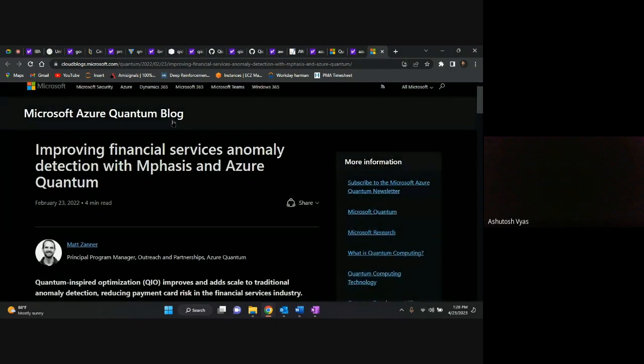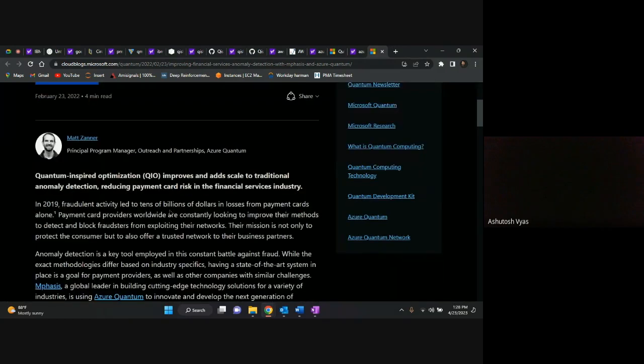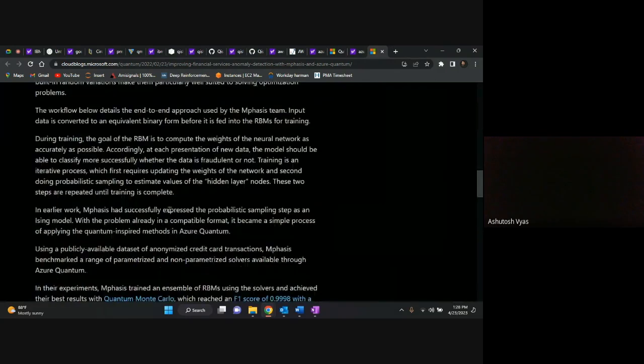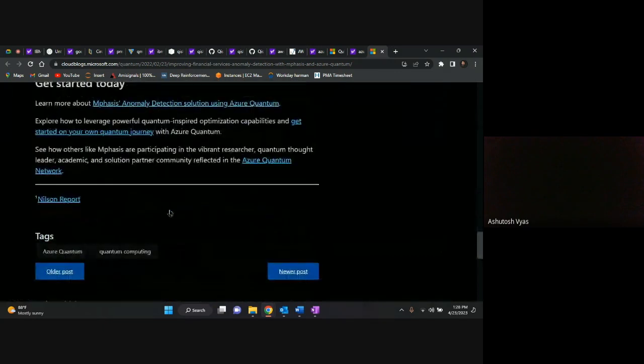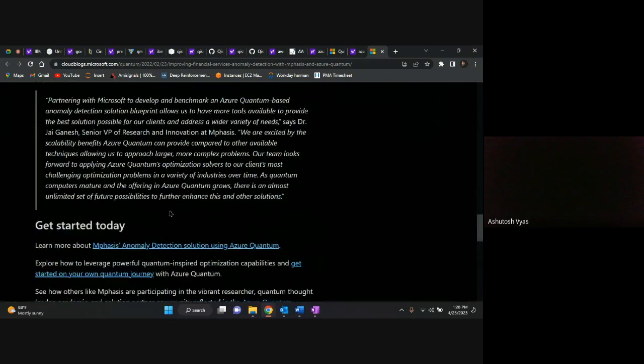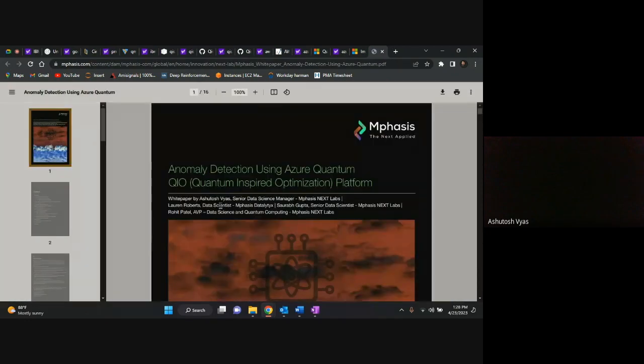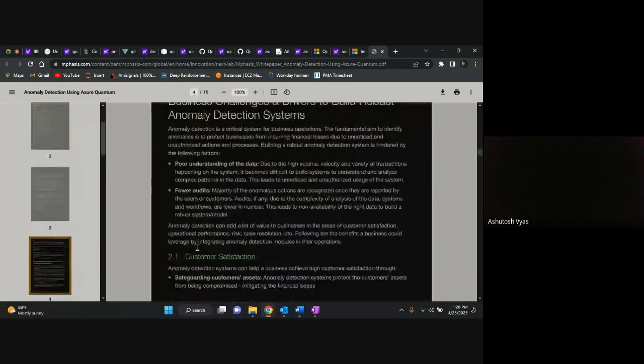So this is what I did in my last organization. It will have a reference to that, but yeah, you can read through it. This is the white paper which it refers to. You can read through it to see how.